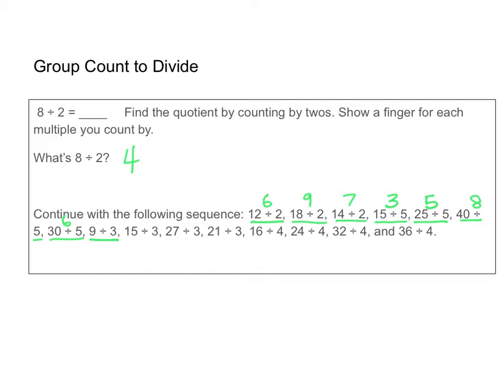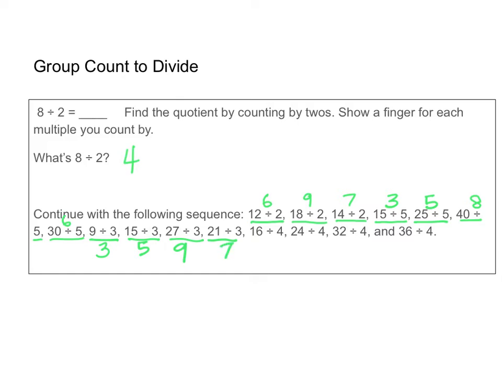9 divided by 3. So now we're going to count by 3's. 3, 6, 9 gives us 3. 15 divided by 3. Again, counting by 3's. 3, 6, 9, 12, 15. That gives us 5. 27 divided by 3. 3, 6, 9, 12, 15, 18, 21, 24, 27 gives us 9. 21 divided by 3. 3, 6, 9, 12, 15, 18, 21 gives us 7.